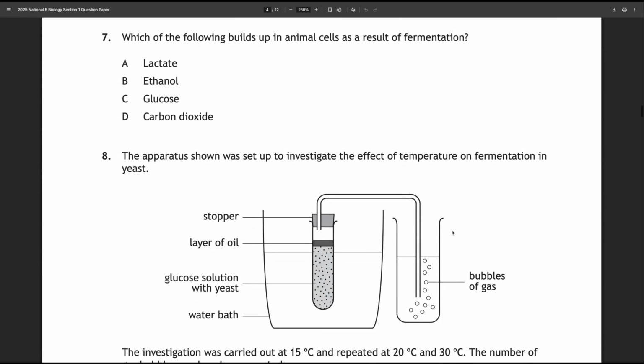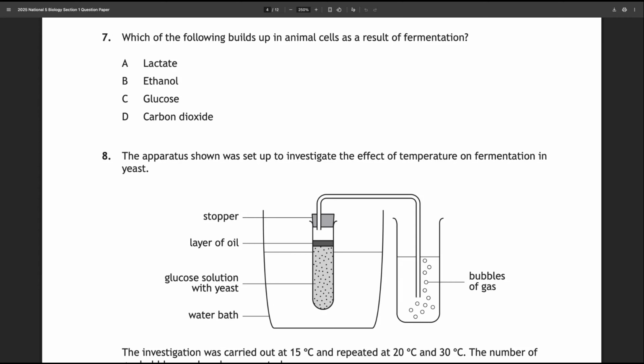Question 7. Which of the following builds up in animal cells as a result of fermentation? So again, this is a straightforward knowledge question. There's nothing to work out here. We just either know this or we don't. Is it lactate, ethanol, glucose, or carbon dioxide? Now, we know that lactate is produced in animal cells as a result of fermentation. So immediately we suspect we know the answer there.